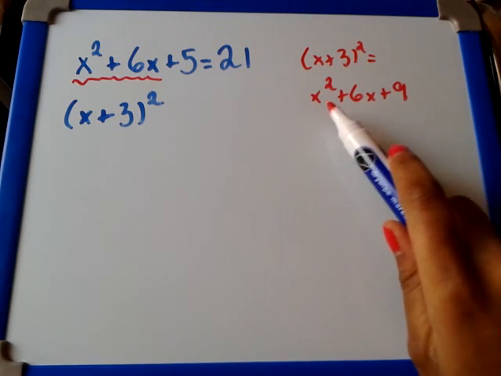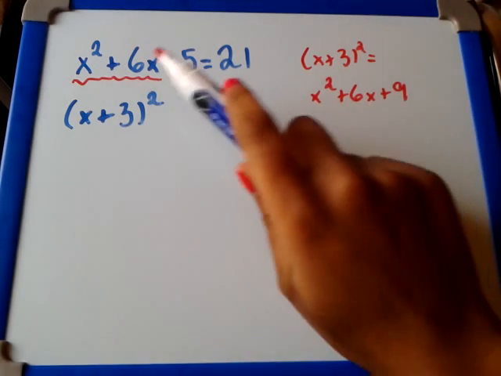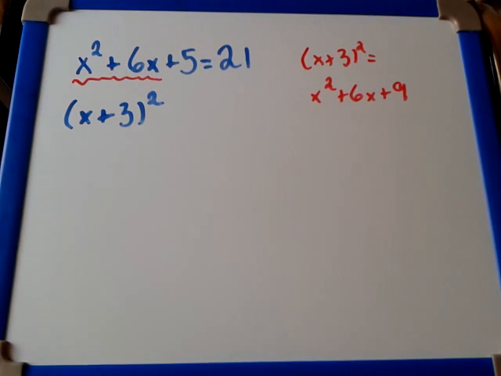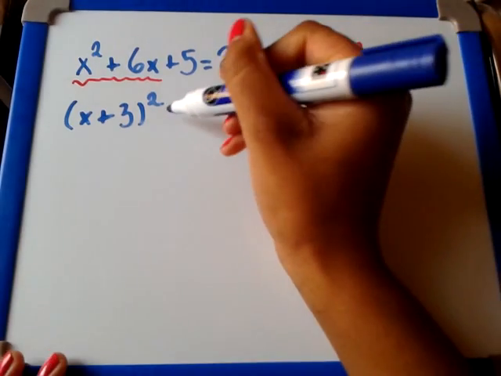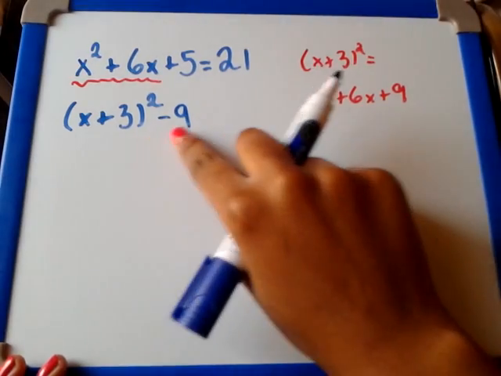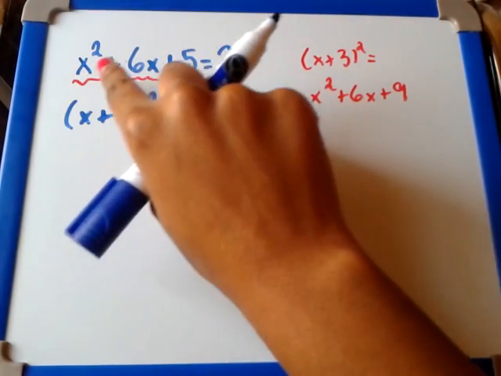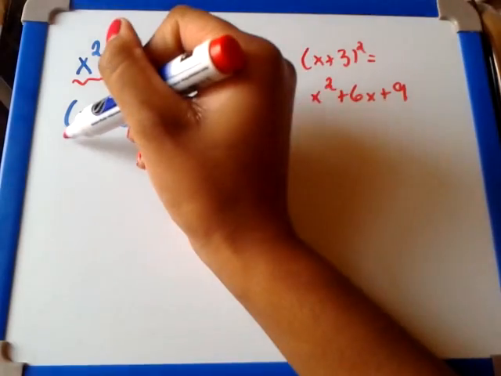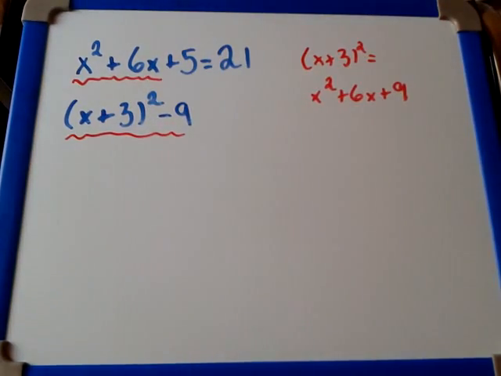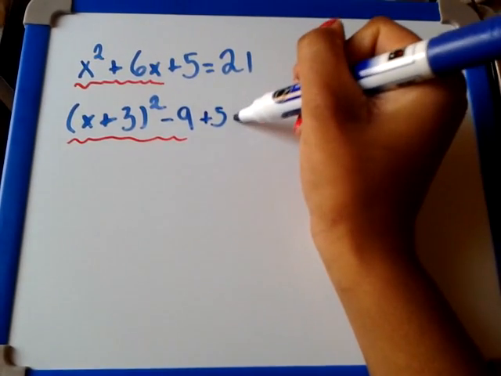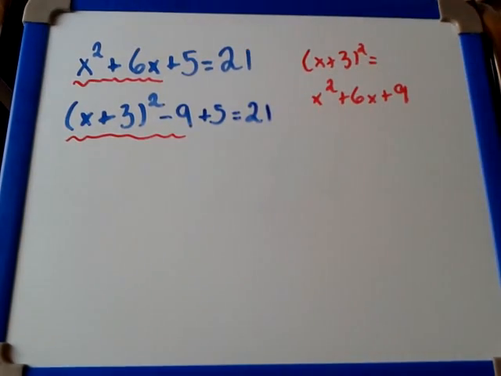Here we have x squared plus 6x plus 9, but what we really want is x squared plus 6x. So what we need to do is subtract the 9. By subtracting the 9, we now get x squared plus 6x. So that is exactly the same as that. Now what we do next is we just rewrite the rest of the equation. So we have plus 5 equals 21.